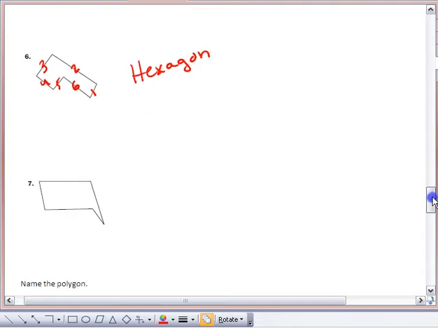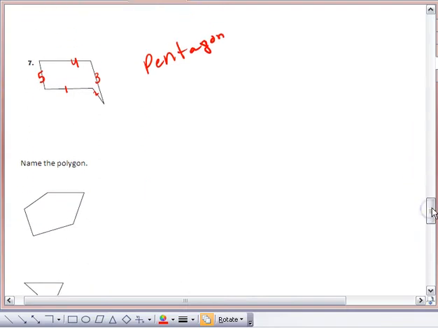Now let's look at the next shape. Well, it's made of line segments, so it's definitely a polygon. Let's see how many sides it has. 1, 2, 3, 4, 5. Well, a 5-sided shape is a pentagon, so we would call this shape a pentagon. Here's another one. It's made of line segments. It has 1, 2, 3, 4, 5. It's not the same shape as that one, but it's a 5-sided shape, so it's also a pentagon.